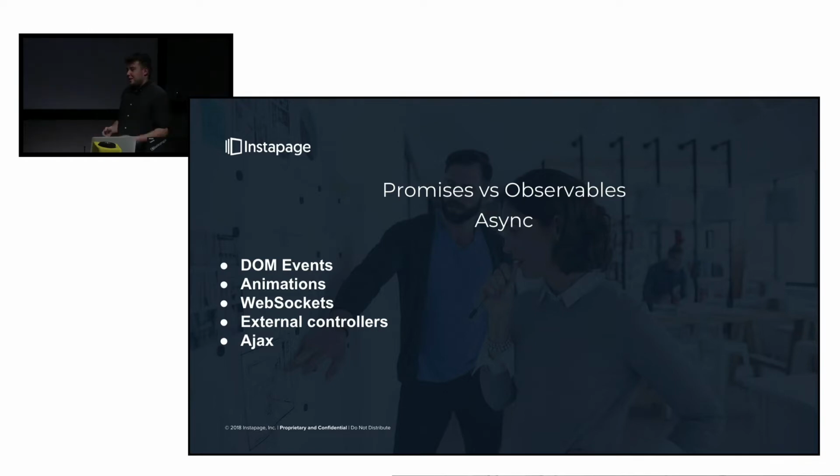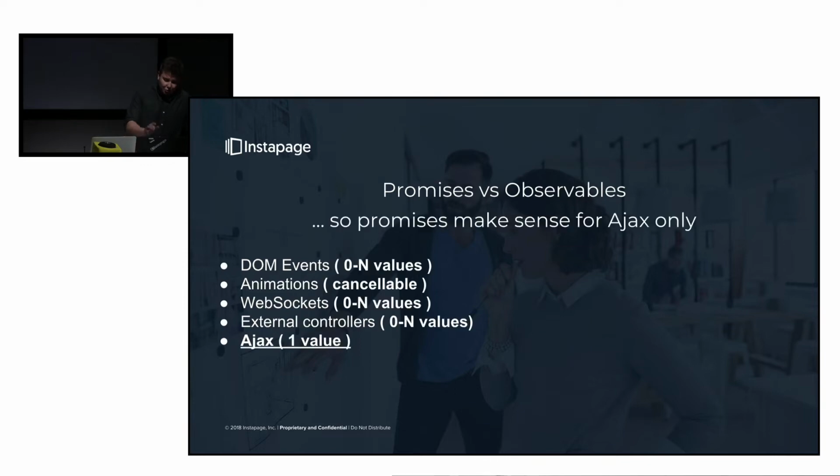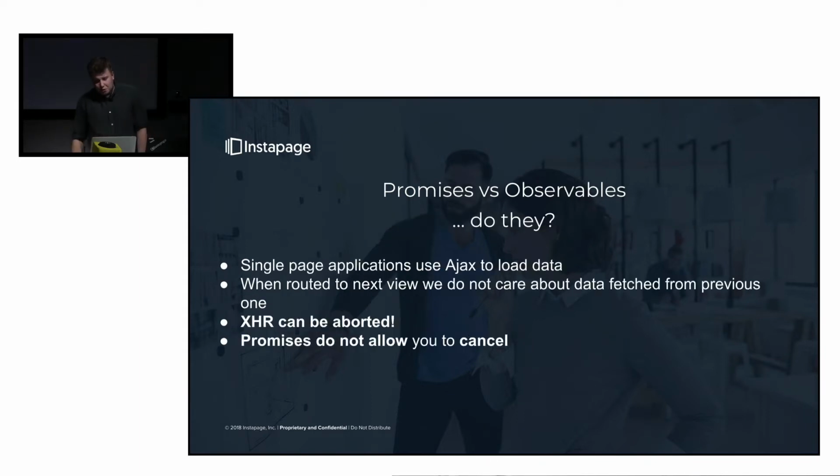External controllers, like a gamepad or phone or a connection with Bluetooth, for example the gyroscope with movement, is still a stream of events. And last but not least, the thing we are using the most in our applications is Ajax. With Ajax, as you can see, it takes one value. So eventually you have something which fits promise really well, but does this really fit promises? Because right now we've talked about single-page applications, you can come to the conclusion that promise is not really good for it because you cannot cancel it.